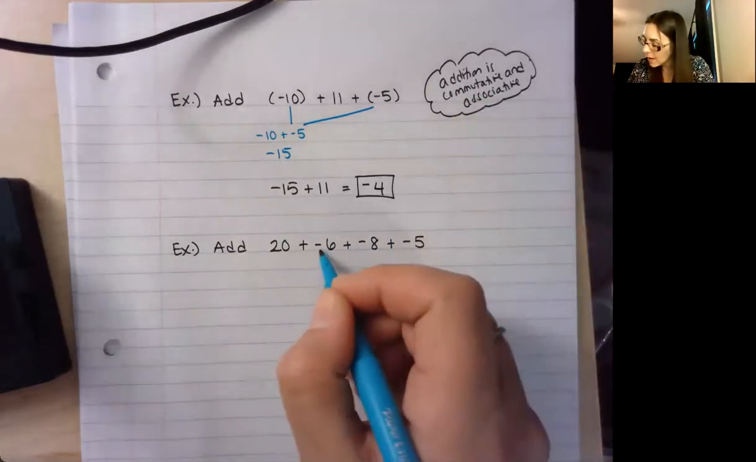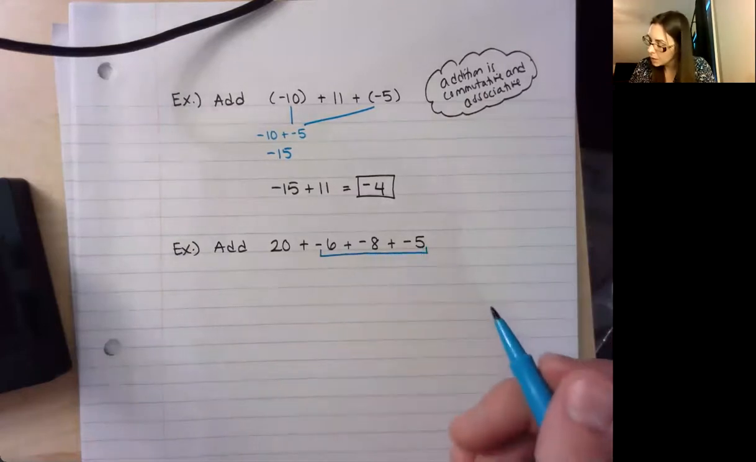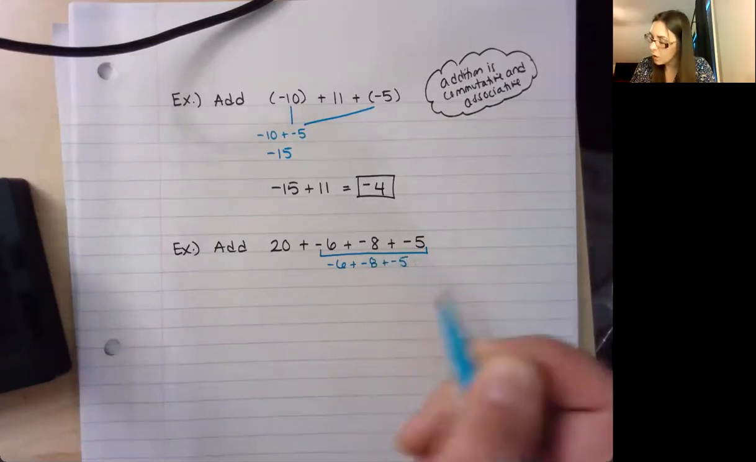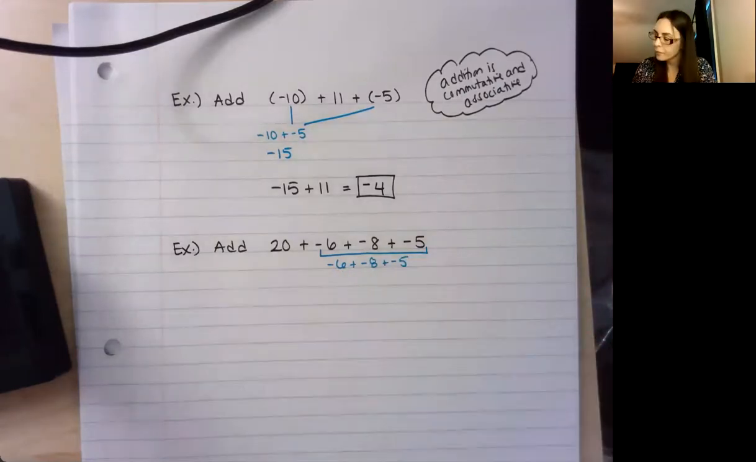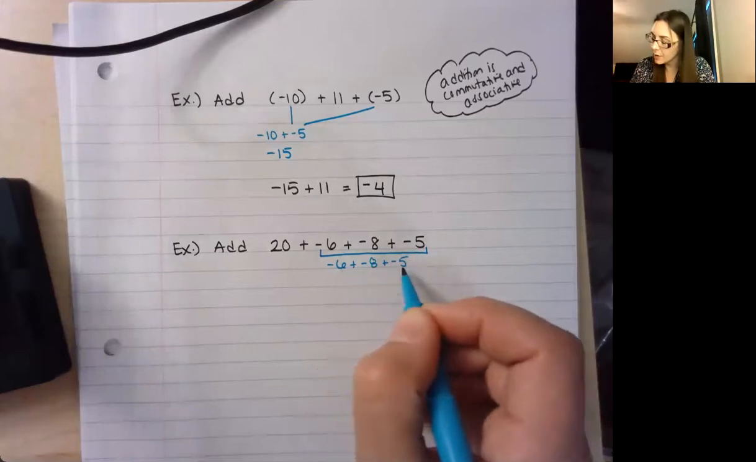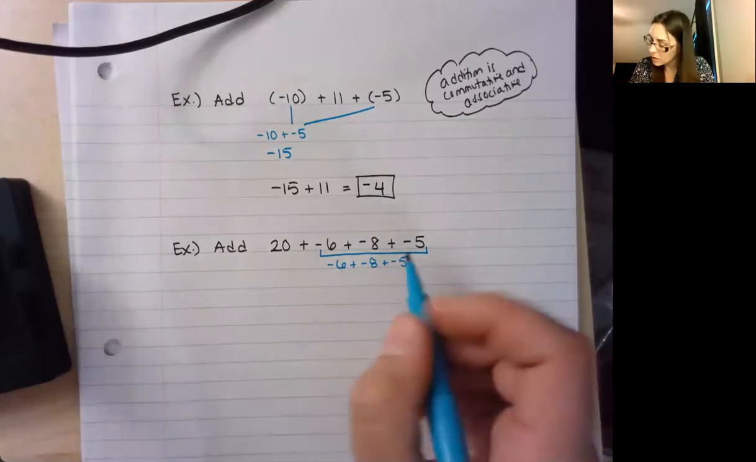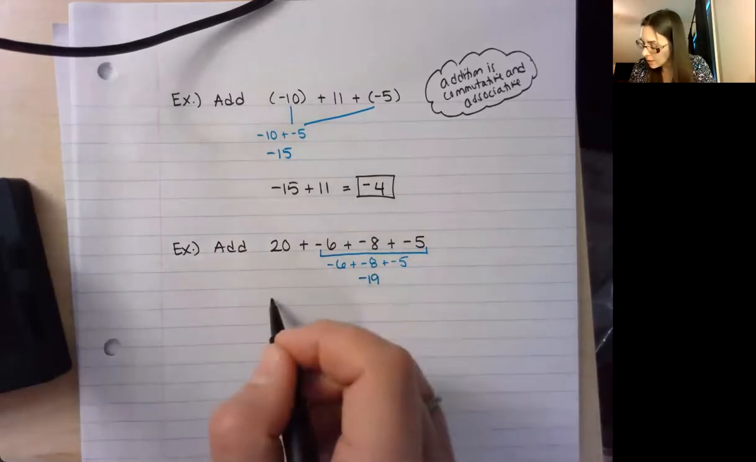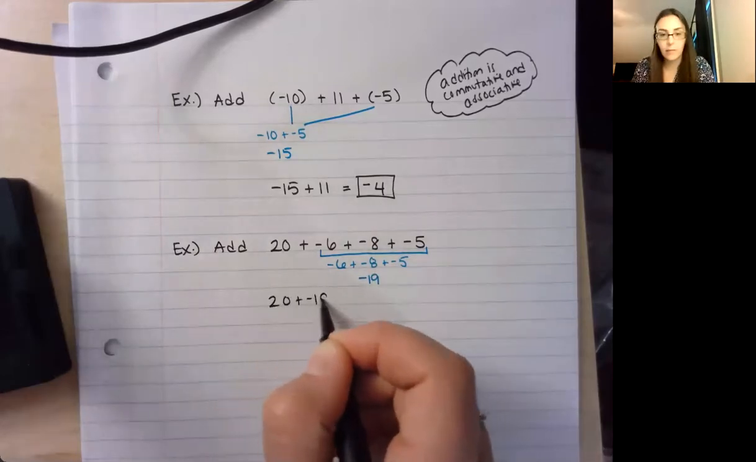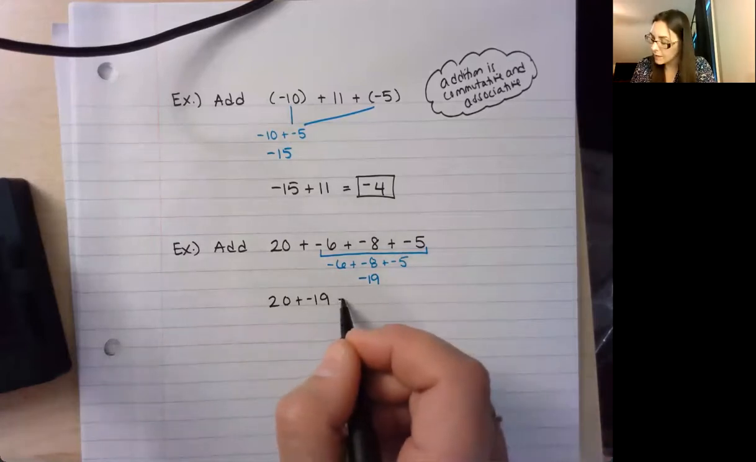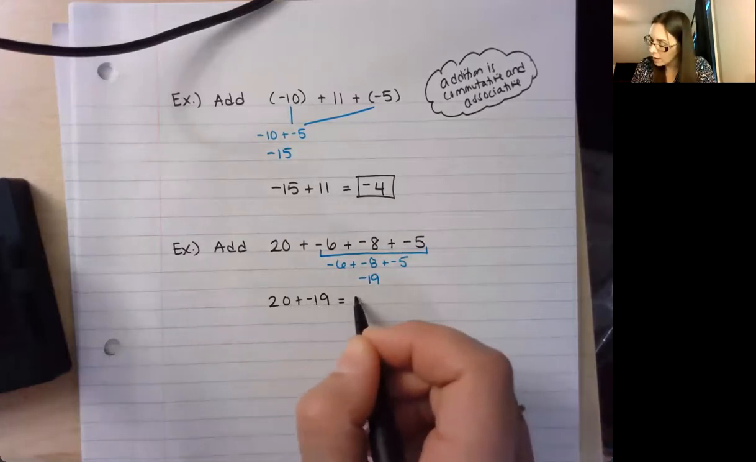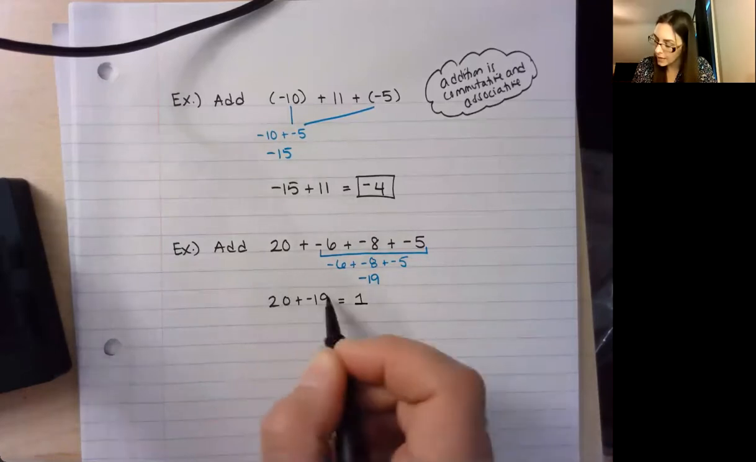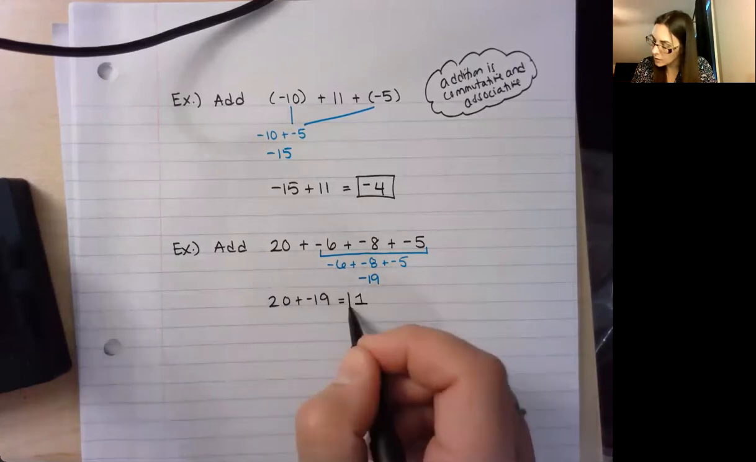So what I can do here is I can group all my negatives first. So -6 plus -8 plus -5. They're all negatives, so we can just add them up. 6 plus 8 plus 5 is going to be 19 here. And then it's going to stay negative. So my problem becomes 20 plus -19. And I have different signs, so now I subtract, I get 1. So I have 20 positives and 19 negatives, so I have more positives. So my answer is 1.